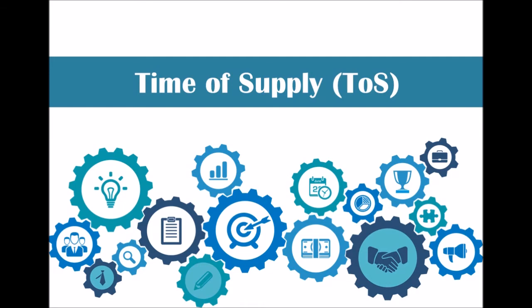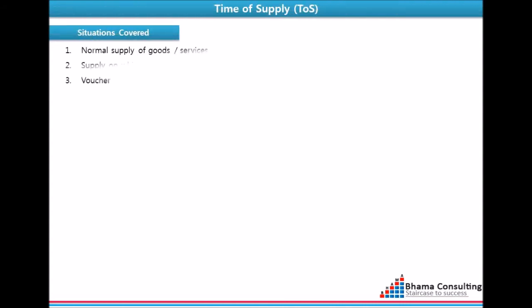इन शॉर्ट हम कह सकते हैं कि सप्लाई कब हुई है और टैक्स कब भरना है. Here we shall cover time of supply of goods and services in the following three manners. First, supply of goods or services under normal scenario. Second, supply on which tax is payable under reverse charge. Third, supply with respect to vouchers.